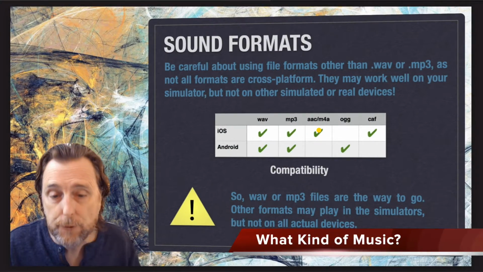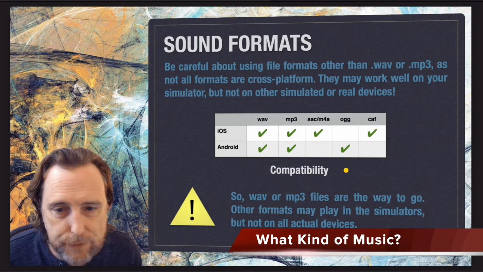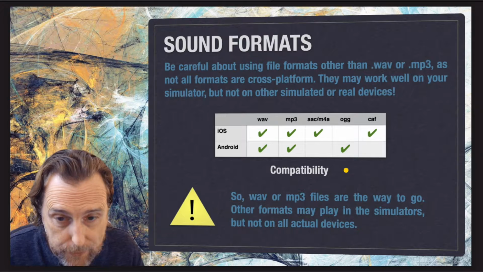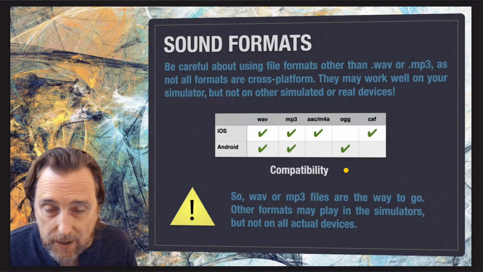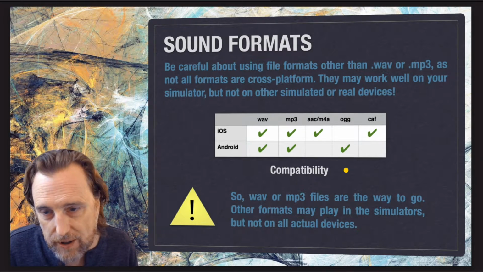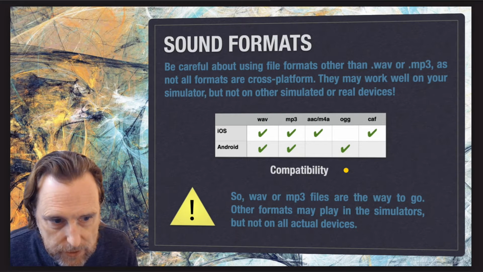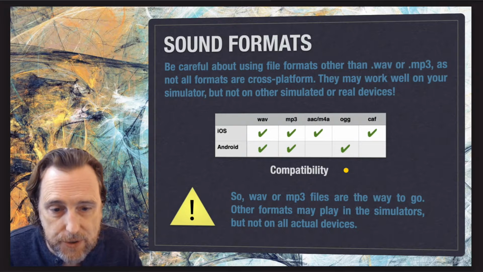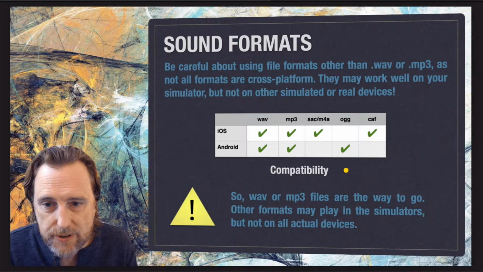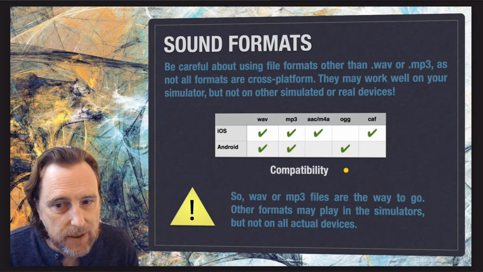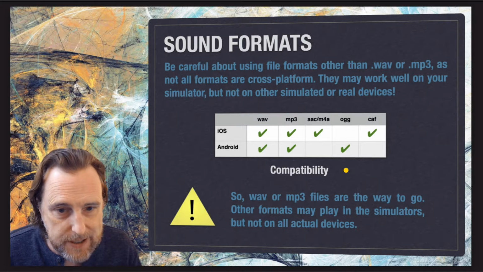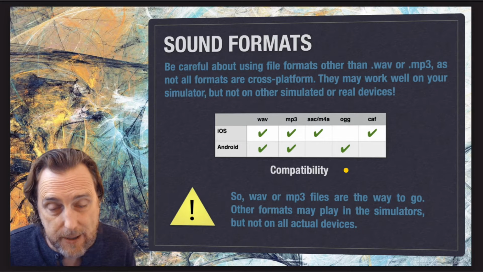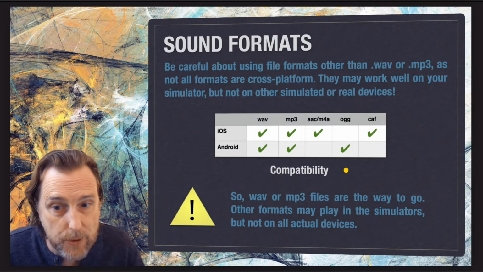All right, and then sound file formats. You guys are probably aware of sound files coming in several different formats. I've listed a few of the common ones here: WAV, MP3, AAC or M4A, OGG, and CAF files, and there are more certainly. These are all ones that Solar2D can play. The issue, one of these cross-platform issues, is that Android plays OGG, but iOS by default doesn't. iOS plays CAF and AAC M4A files by default, but Android doesn't.